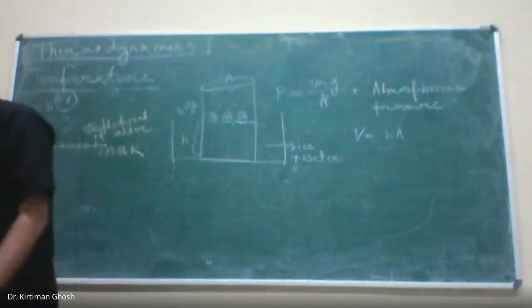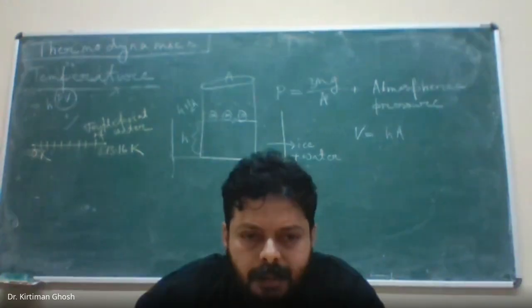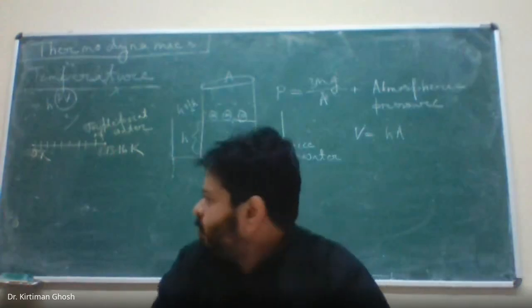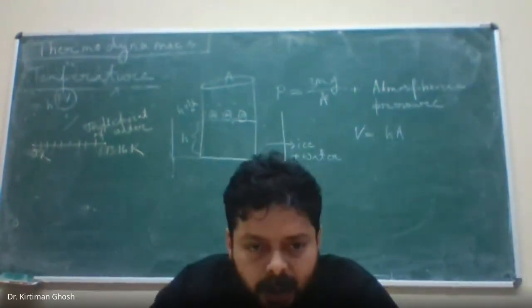Sir, we have not reached this minus 273.16 degrees Celsius temperature. So why are we taking it as our lower bound? Why are you taking that zero as the lower bound?